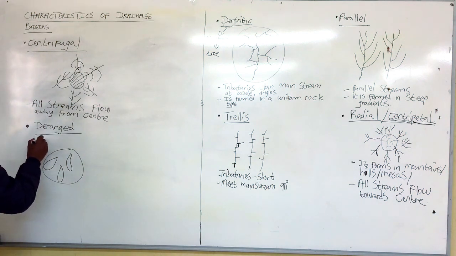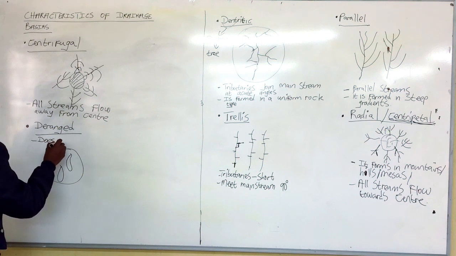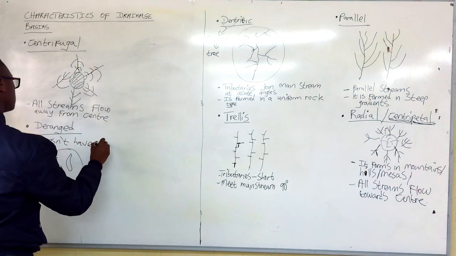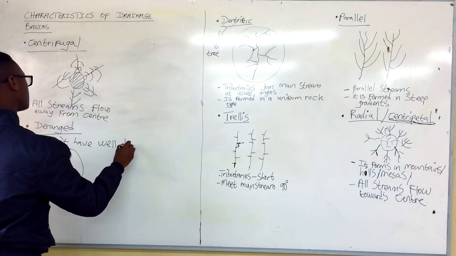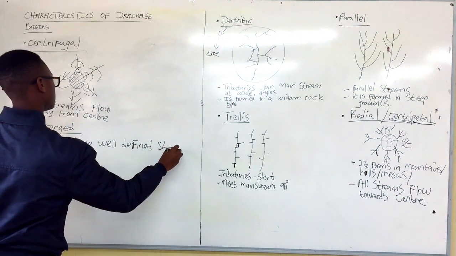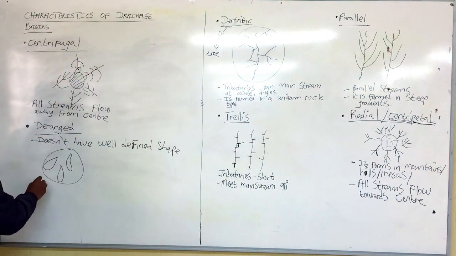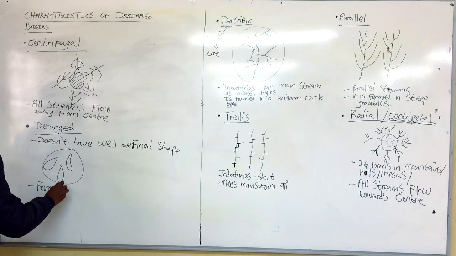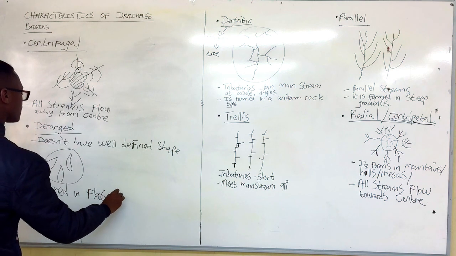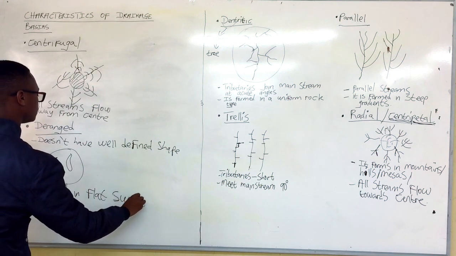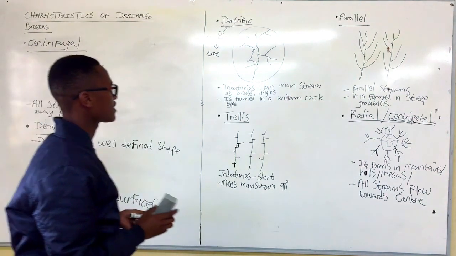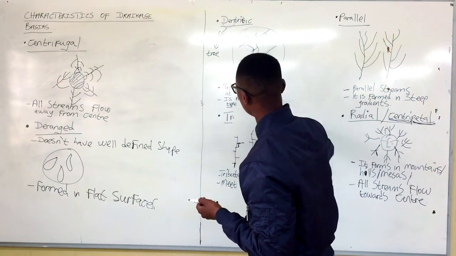So this one doesn't have a well-defined shape, and it is formed in flat surfaces. That is our deranged drainage. So now I'm going to discuss the last pattern.